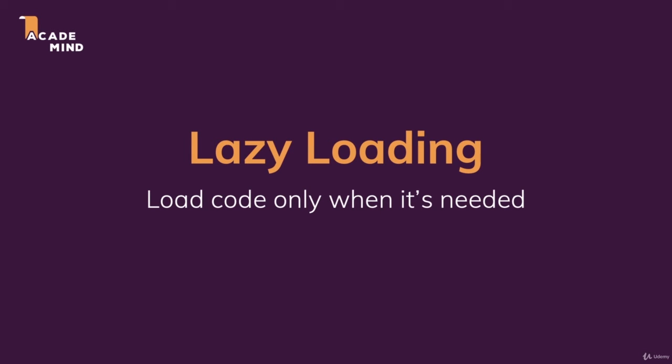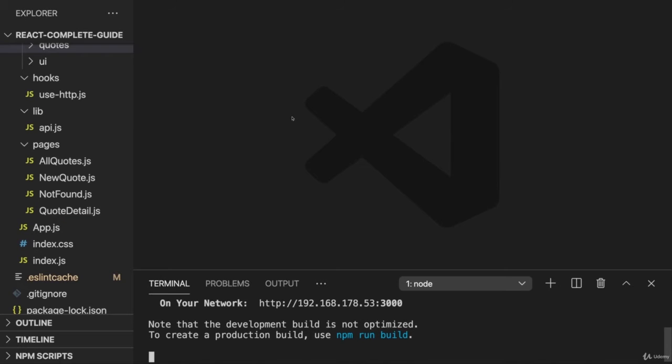We want to split our code into multiple chunks, into multiple bundles, which are then each only downloaded when they are needed. And lazy loading is easy to implement if you are using routing, because you can then split your code by route, so that the code for a specific route is only downloaded when that route is visited. And therefore, let's now implement lazy loading here.